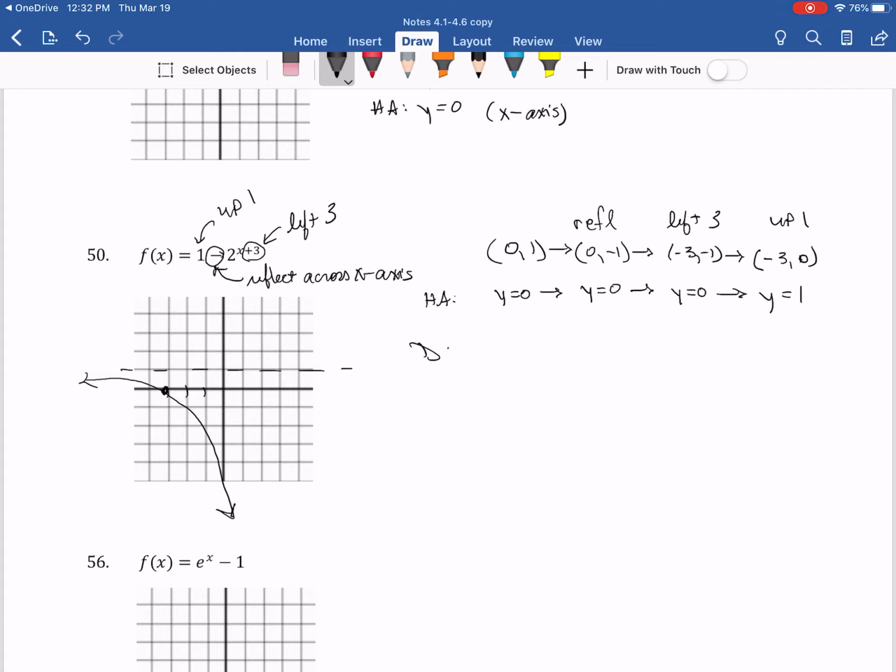Your domain is all real numbers. Your range is all y values that stay below 1, and your horizontal asymptote is that line y equals 1.